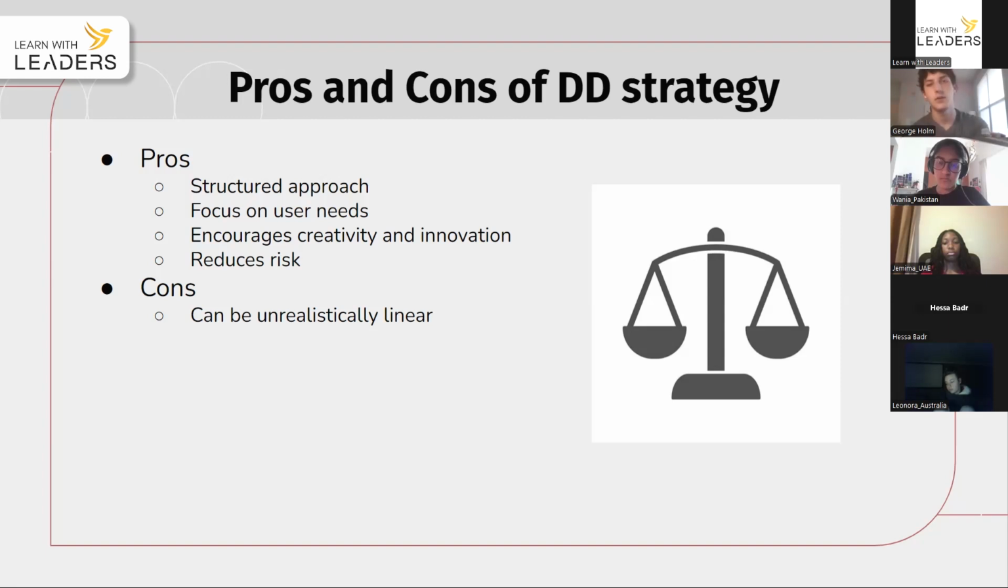So again, make sure that your process is iterative. Don't be worried about scrapping whatever you've done and starting over again. That is part of it. So that is okay to do.